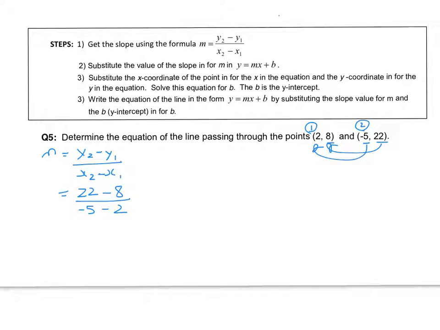All right, 22 take away 8 should be 14. And then on the bottom, I'm going to have minus 7. And if I do the actual calculation here, I get a slope of negative 2.